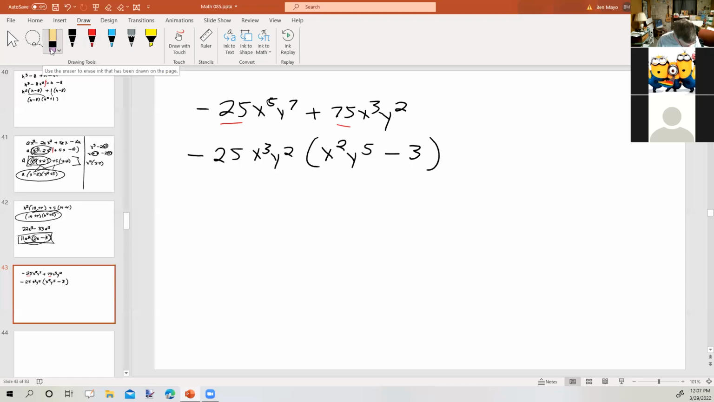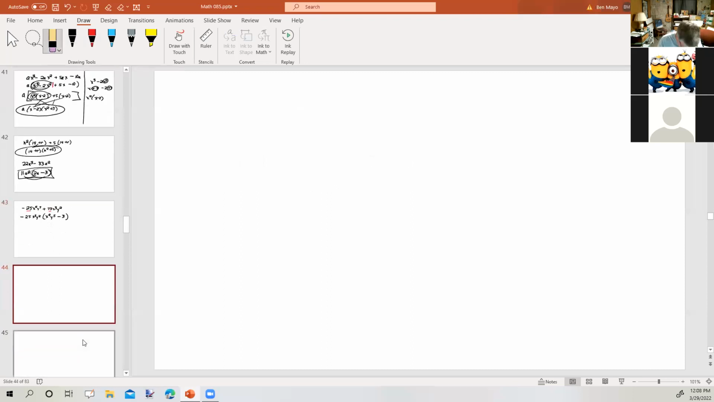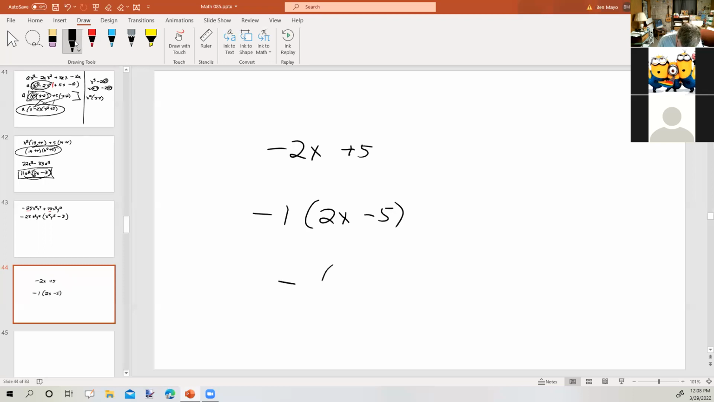All righty. And what about this one? Oops, it's minus 2x plus 5. All we could do here would be to factor out a negative 1. And we could write it like that. Or we can write it like that, because with a negative out in front, it's like there's an implied 1, so it's still negative 1.